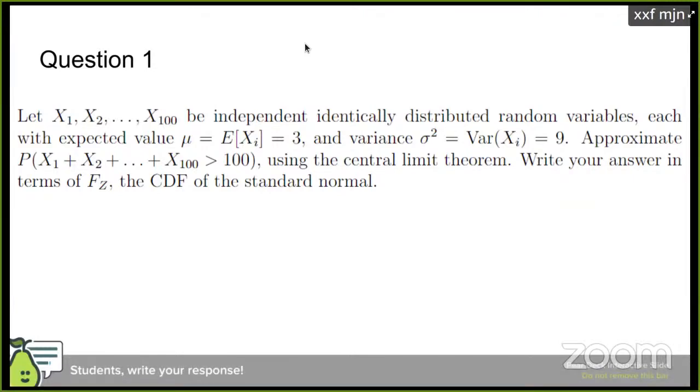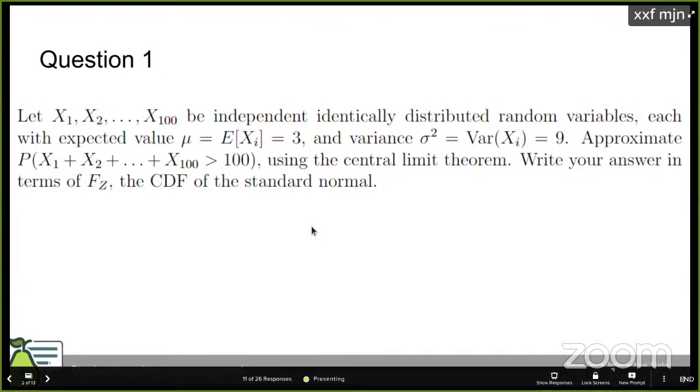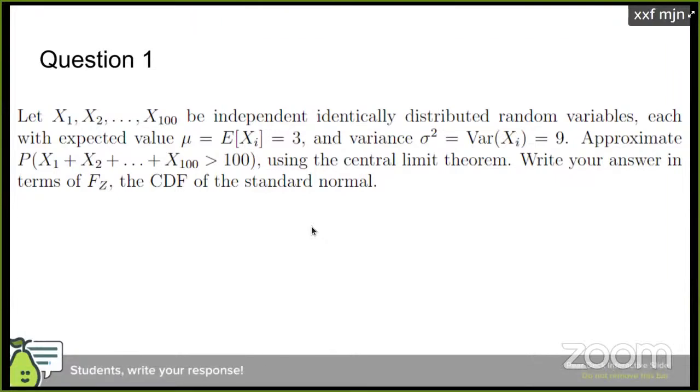Okay. Fine. Yeah. So how many of you, 11 students out of 26, have given the responses? Okay, is there any problem in solving this question? So first of all, you know the formula for the central limit theorem, right? How to use the central limit theorem? Do you know about it?